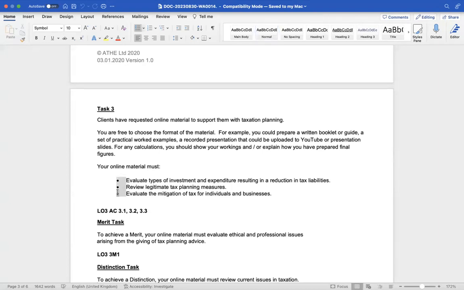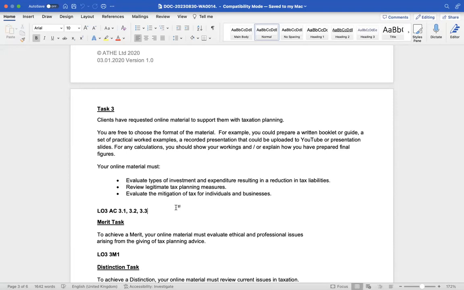When you come to the second point, which is review legitimate tax planning measures, here you can review various legitimate tax planning measures available under the UK tax laws. Explain how these measures can be utilized to optimize tax positions while remaining compliant with the tax regulations. Also, you can provide case studies, for example, or examples to demonstrate the practical applications of these measures.